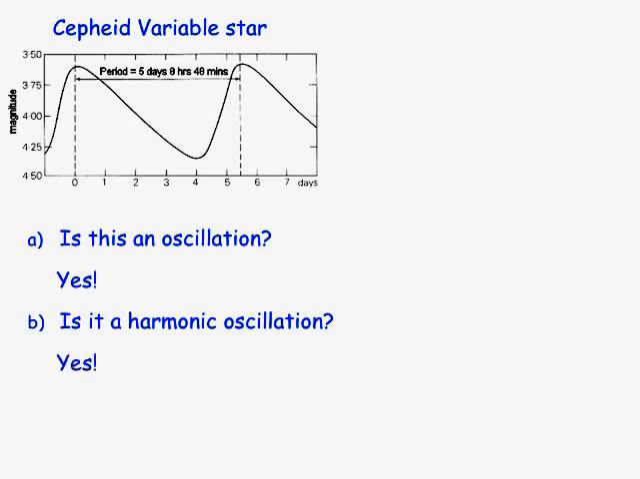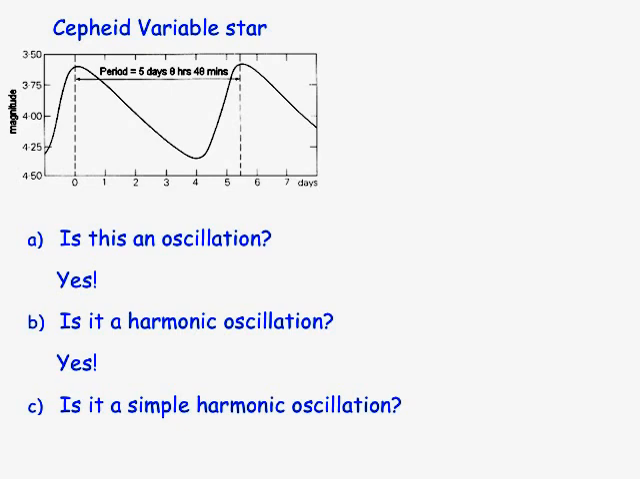We can think about it like copying and pasting the image of the increase and decrease of the Cepheid variable. We're copying and pasting the period of its increase and decrease. Thus, it's a harmonic oscillation. Is it a simple harmonic oscillation? Simple harmonic oscillation is something that looks like a sine wave.